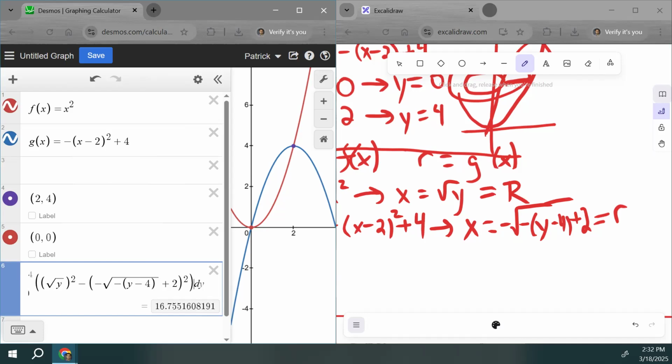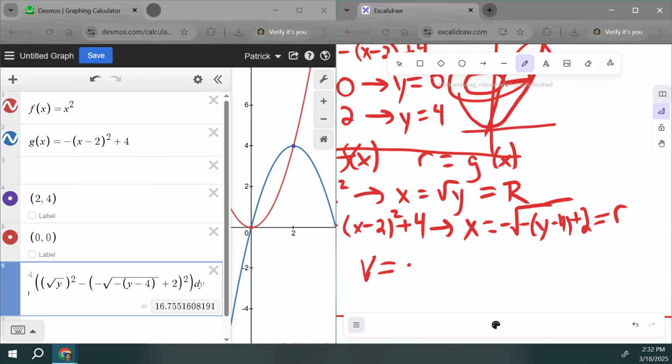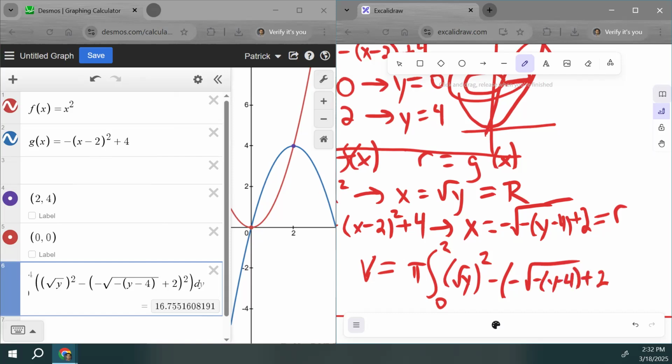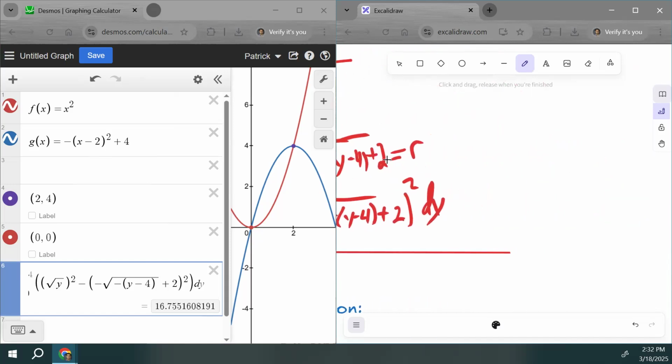So it's 16.75516, and so on. On the exam, you would have to write V equals pi times the integral from 0 to 4 of square root y, squared, minus negative square root of negative y minus 4, plus 2, squared, dy, and then that's going to be approximately 16.755.